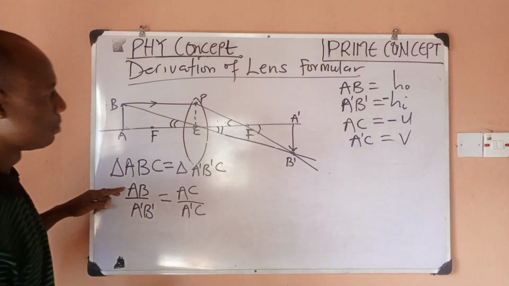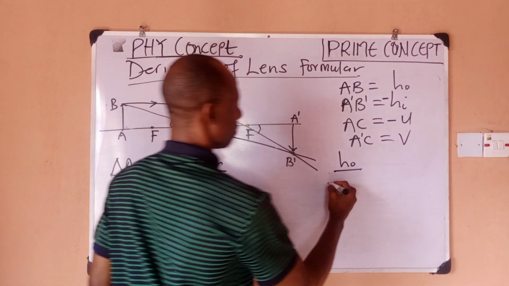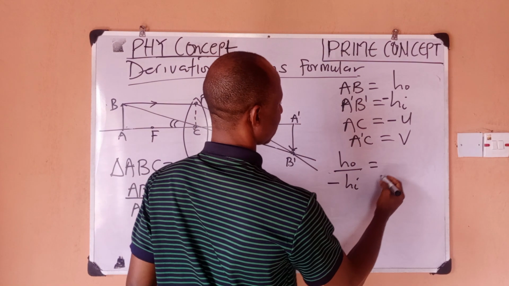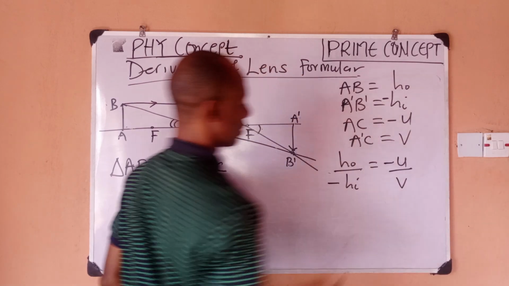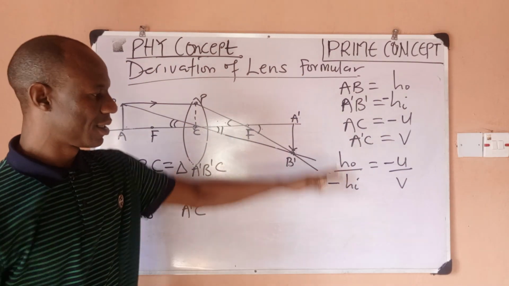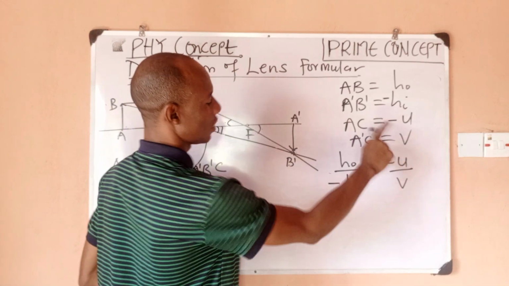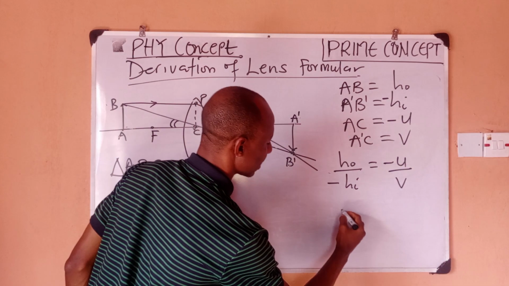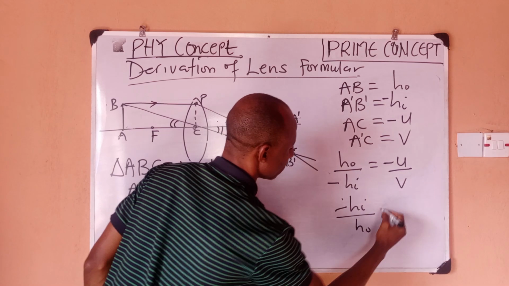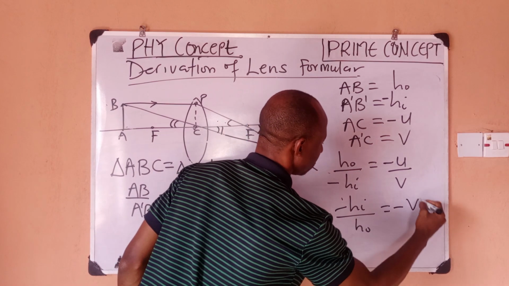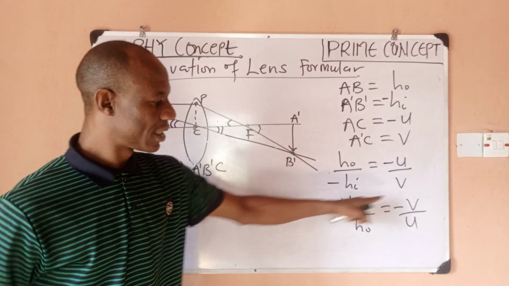So AB is HO over minus HI equals what now? AC is minus u over v. So I'm going to invert this equation. What I mean is I'm going to invert it, take HI up, take v up. So I would have minus HI divided by HO equals minus v divided by u. Now you will notice that the negative can fizzle out, right?